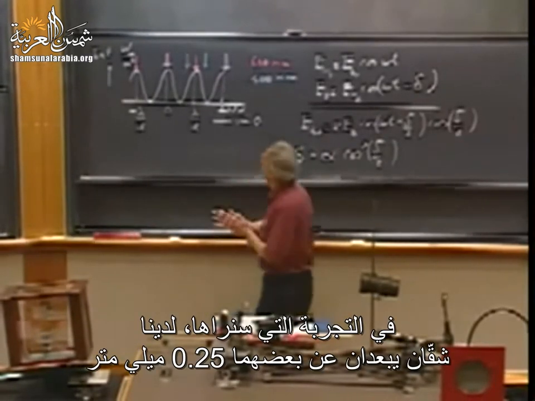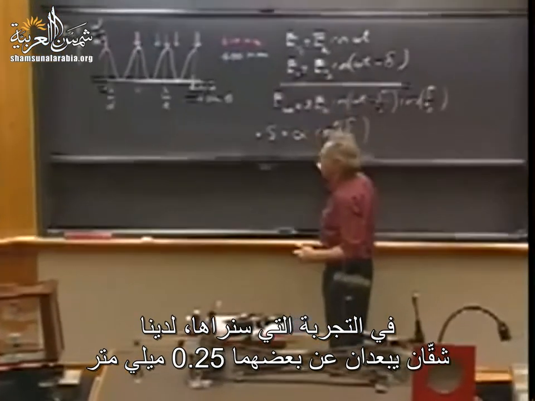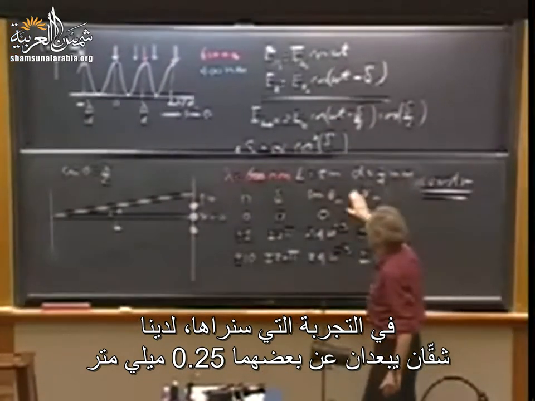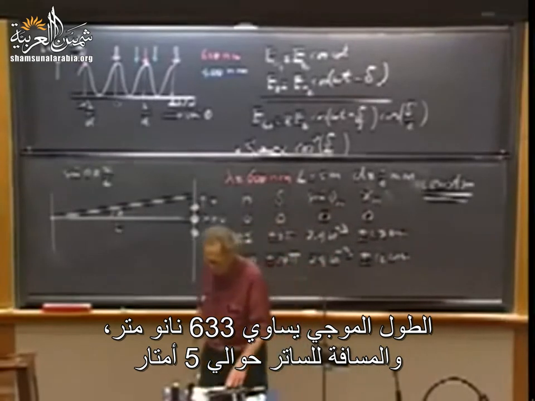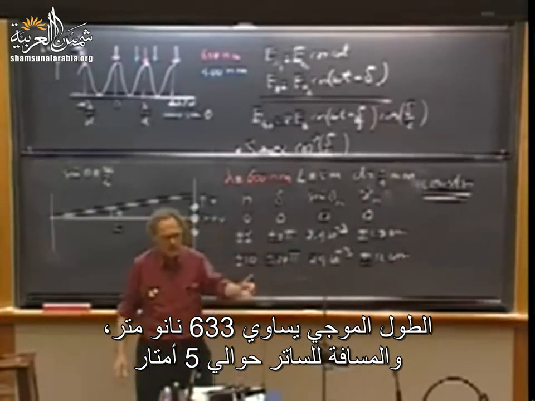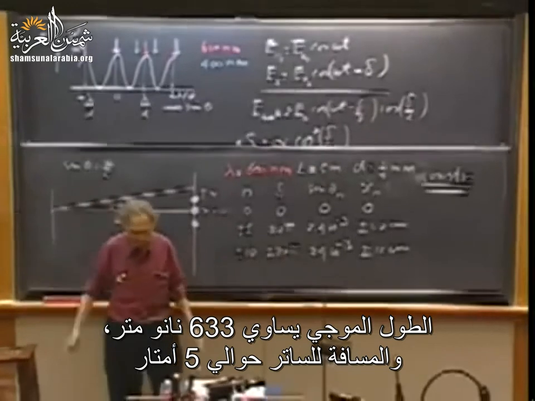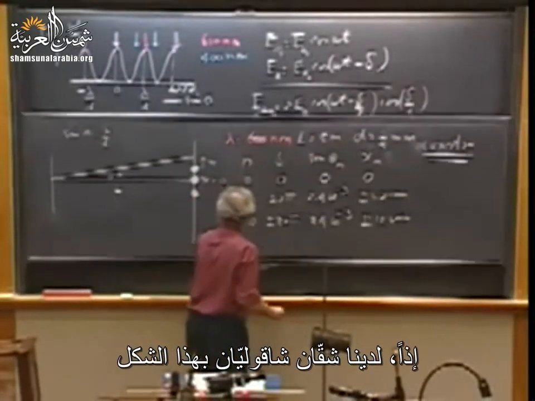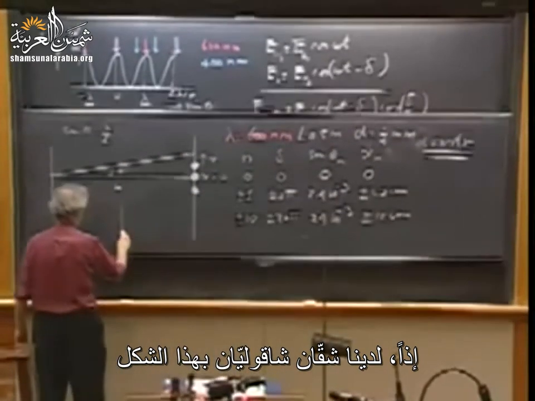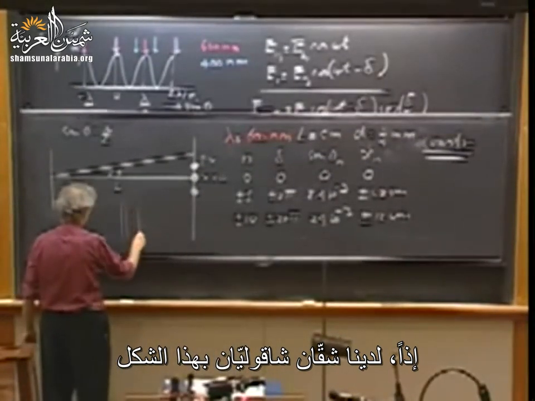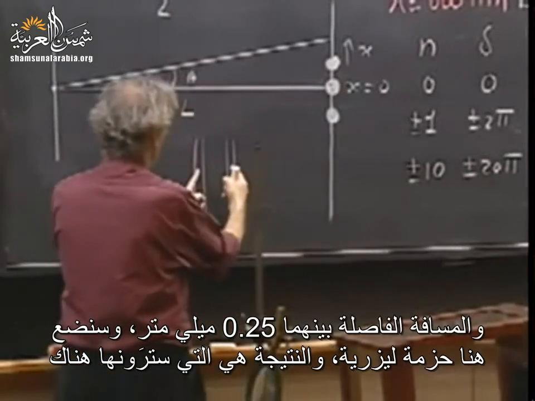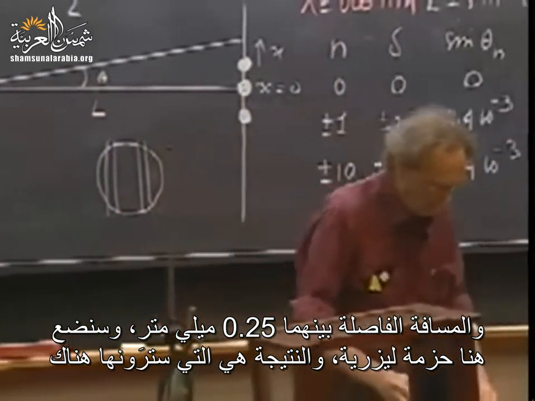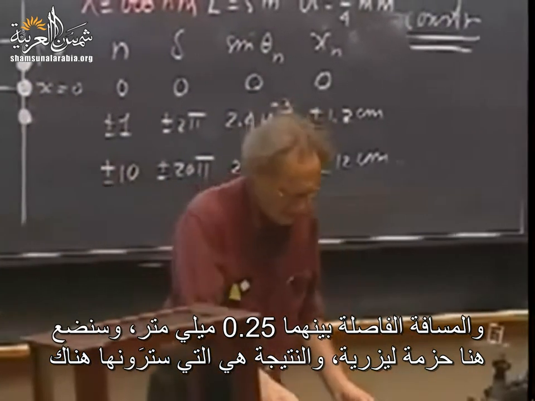The experiment that I'm going to show you has a separation of the slits which is 1/4 millimeter. My wavelength is 633 nanometers, and the distance to the screen is about 5 meters. The way that we have this arranged is that the two slits are vertical, and then we put over there a laser beam, and the result is what you're going to see there.